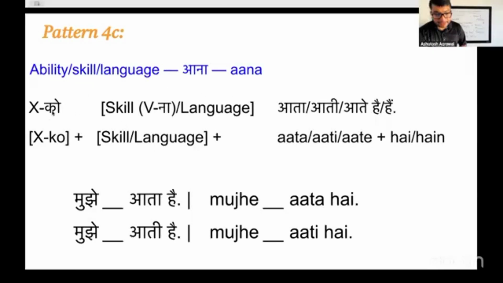And it's the same thing as your pronoun, the person we are talking about, ko, the skill or language that we are talking about, and we'll use आता है, आती है, आते हैं. आते, we use the nasalized ending hai, right?